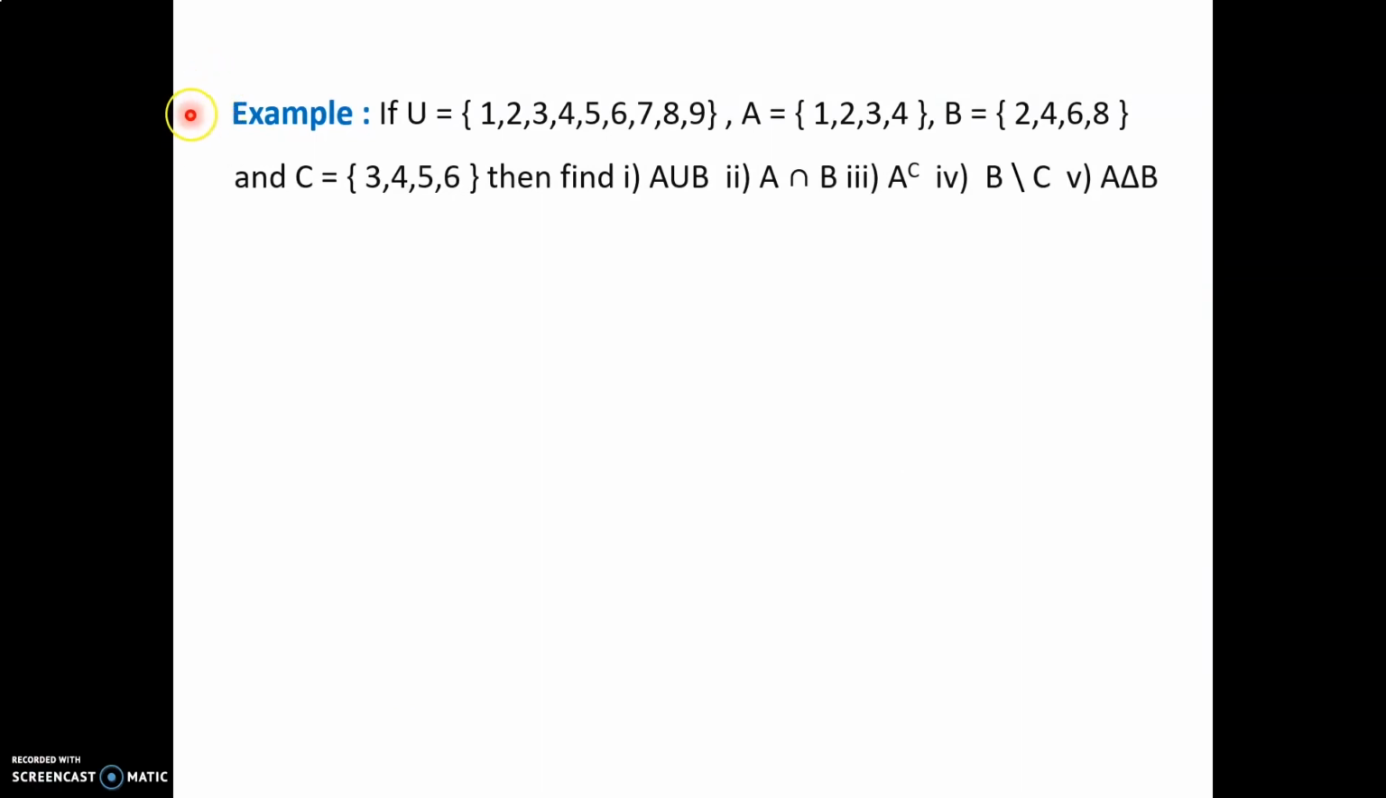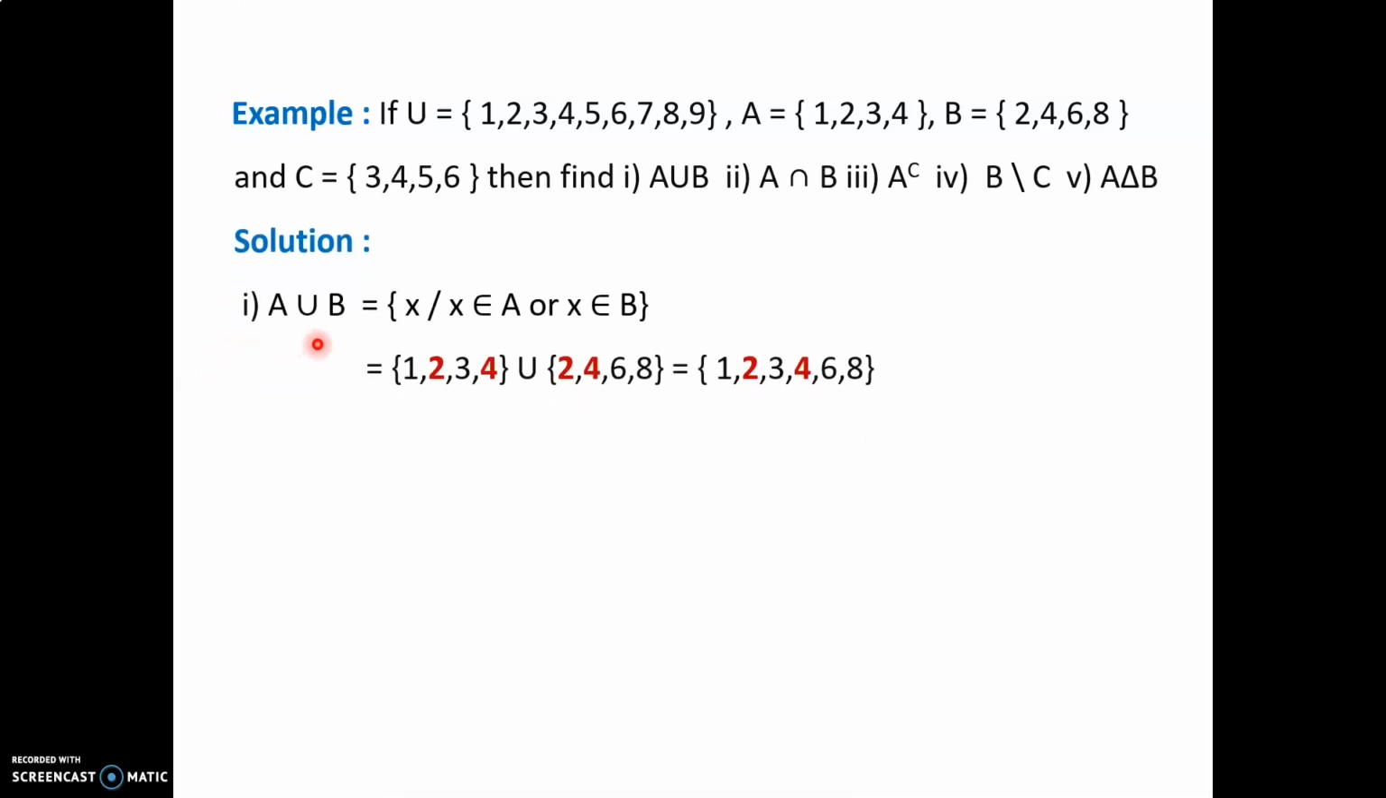Now, let us take an example. If U is the universal set consisting of elements 1 to 9, set A consists of 1, 2, 3, 4, set B consists of 2, 4, 6, 8, and set C consists of 3, 4, 5, 6. Here A, B, and C are subsets of universal set U. Then we have to find A union B, A intersection B, A complement, difference of B and C. Also we have to find the symmetric difference of A and B.